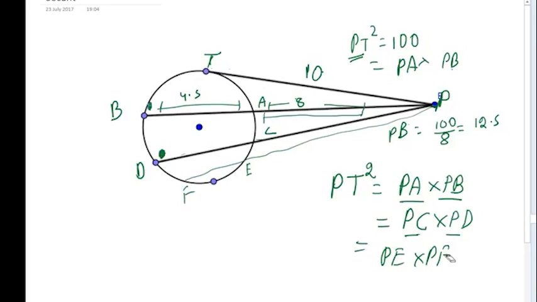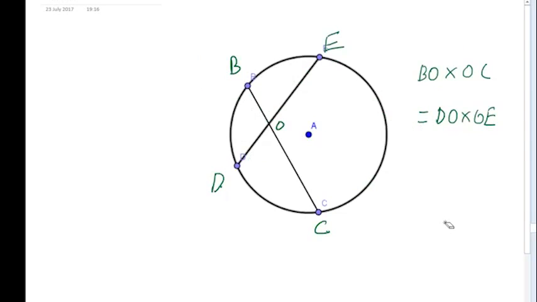So questions we'll do in the next session on this one. There are these kind of things also. So that's for an external point. It holds for an internal point as well. If there are two chords which intersect at point O, then you can say that BO into OC will be equal to DO into OE.